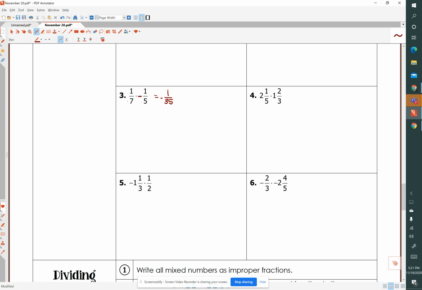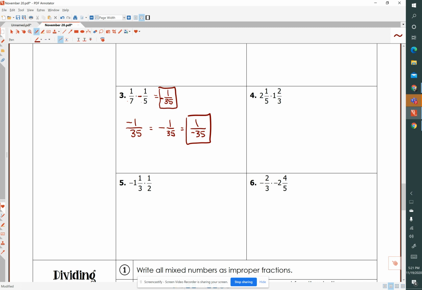And let me remind you something, students. Negative 1 over 35, or 1 over negative 35, all of those equal the same thing. So when we multiply the negative across, it doesn't matter whether we give that negative to the numerator or the denominator. Either way, the answer is negative 1/35, a final answer.